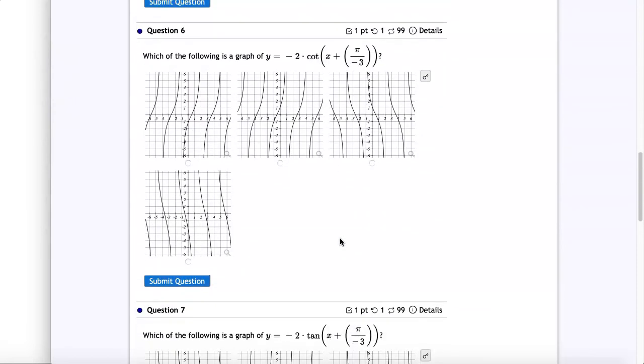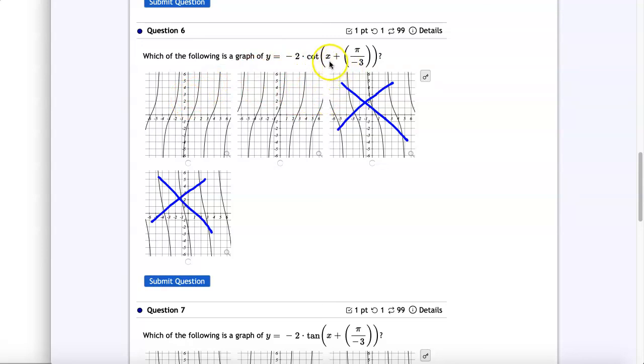Okay, question number 6. Here we have a cotangent graph with a negative out in front, which means that you're going to have the orientation of tangent. So we're going to eliminate the answer choices that have a cotangent with a positive leading coefficient. These two graphs represent what cotangent usually looks like, but because it has flipped over, it's now going to look a lot more like tangent.